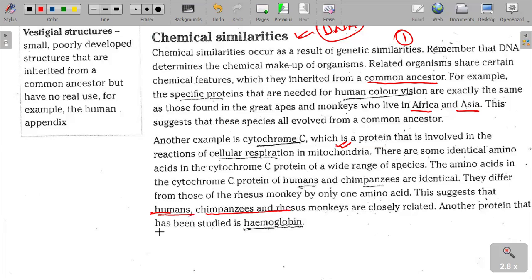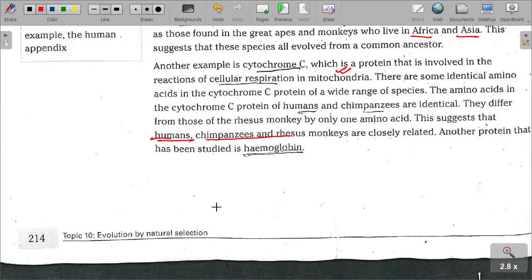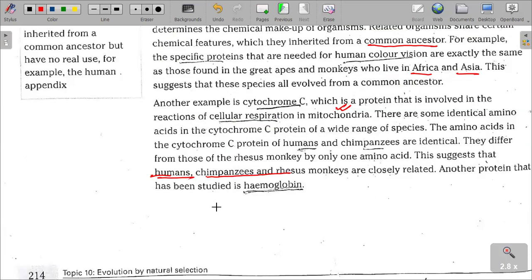That is also a good example explaining the evidence of evolution. With that in mind, we can also talk about hemoglobin, another protein that has been studied, which is the protein that gives the red coloration to blood. It's an example.